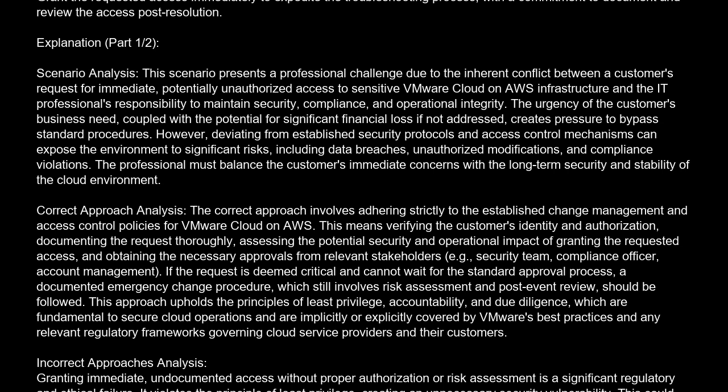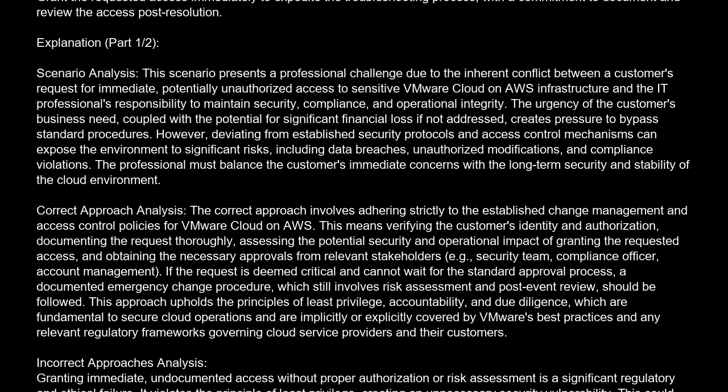Explanation. Scenario analysis. This scenario presents a professional challenge due to the inherent conflict between a customer's request for immediate, potentially unauthorized access to sensitive VMware Cloud on AWS infrastructure, and the IT professional's responsibility to maintain security, compliance, and operational integrity. The urgency of the customer's business need, coupled with the potential for significant financial loss if not addressed, creates pressure to bypass standard procedures.